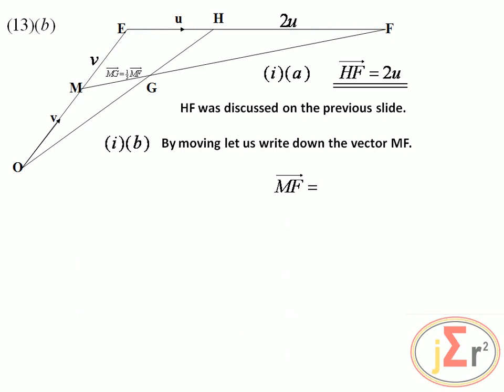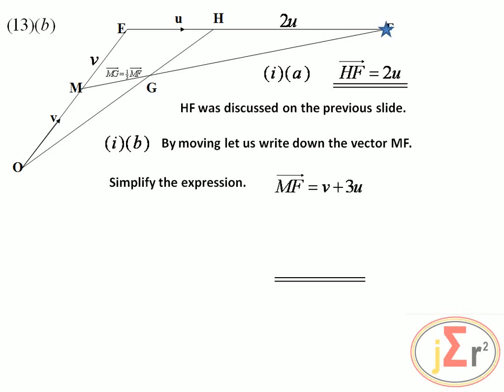But from M to E is V. From E to F is what? U plus 2U, which is 3U. So to simplify the expression, we get MF is equal to V plus U plus 2U, which is V plus 3U. That's very nice.